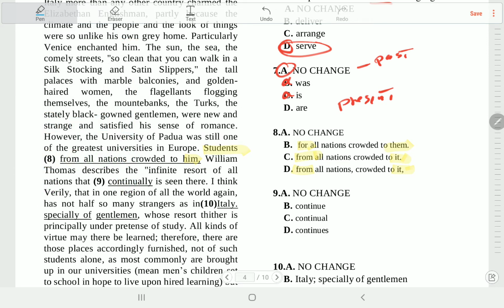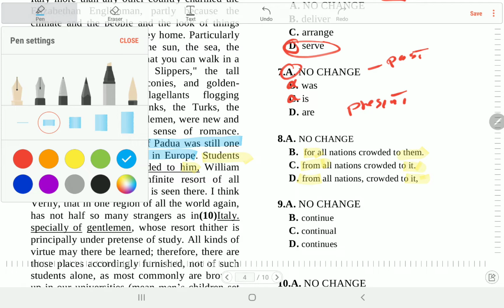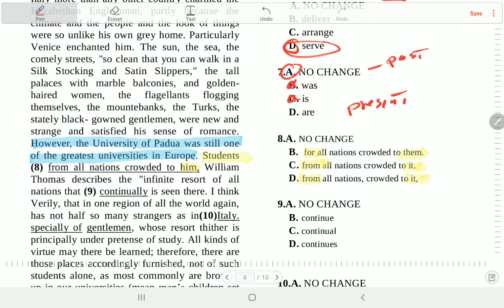The technique is very important: how you solve it. So, however, the University of Padua was still one of the greatest universities in Europe. So the talk is about Padua University. Does Padua University work with him? No. With them? No. So Padua University works with it. So it is not A. It's either C or D.